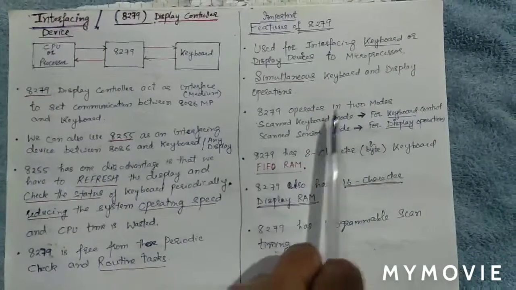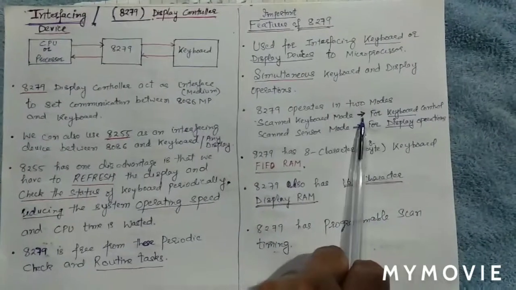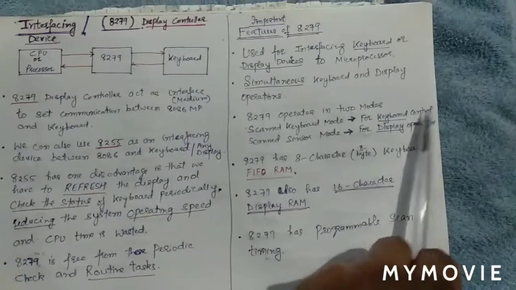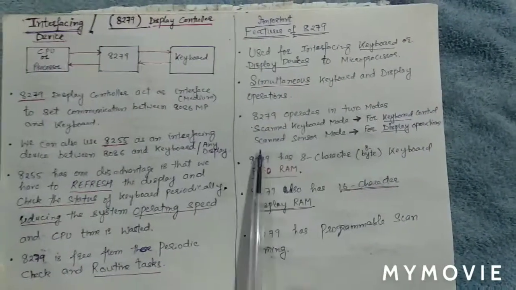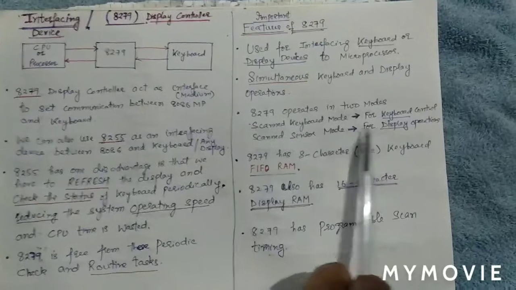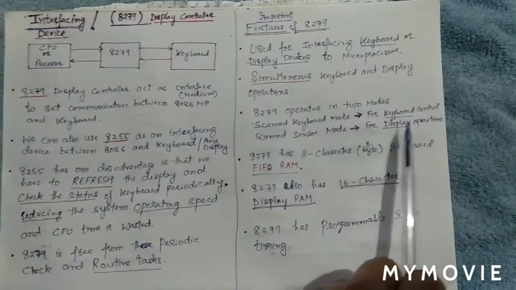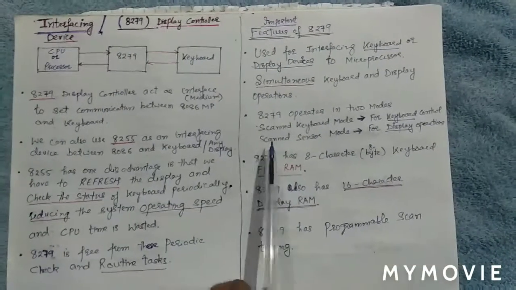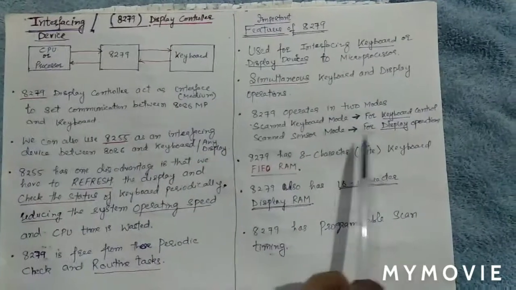8279 operates in two modes. The first one is scanned keyboard mode, which we use for any keyboard control. The second one is scanned sensor mode, that is for display operation. That means if we have to display any contents of the keyboard, we have to put the 8279 chip in scanned sensor mode.